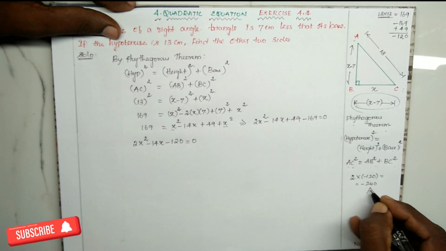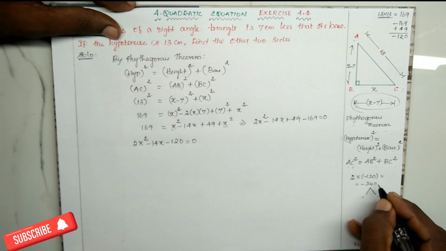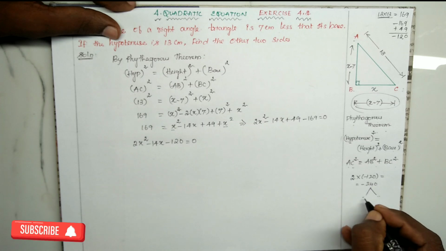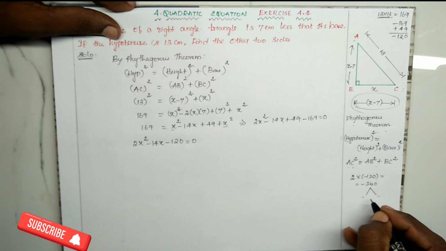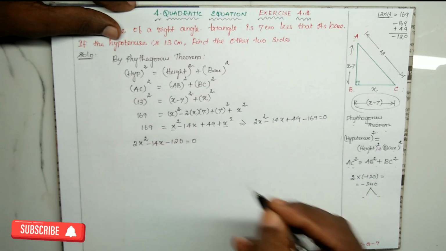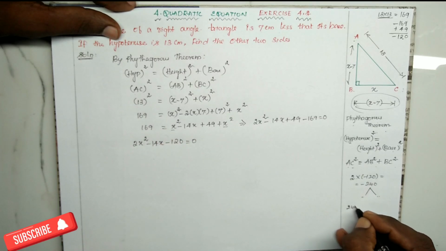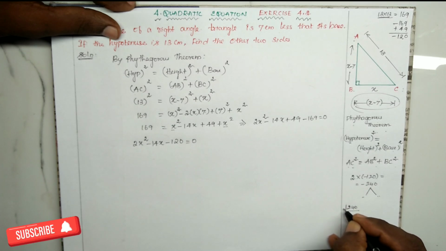We have to split this into two numbers. While multiplying these numbers, we have to get minus 240. If we add these two numbers, we have to get minus 14x. So find the factors by the long division method.